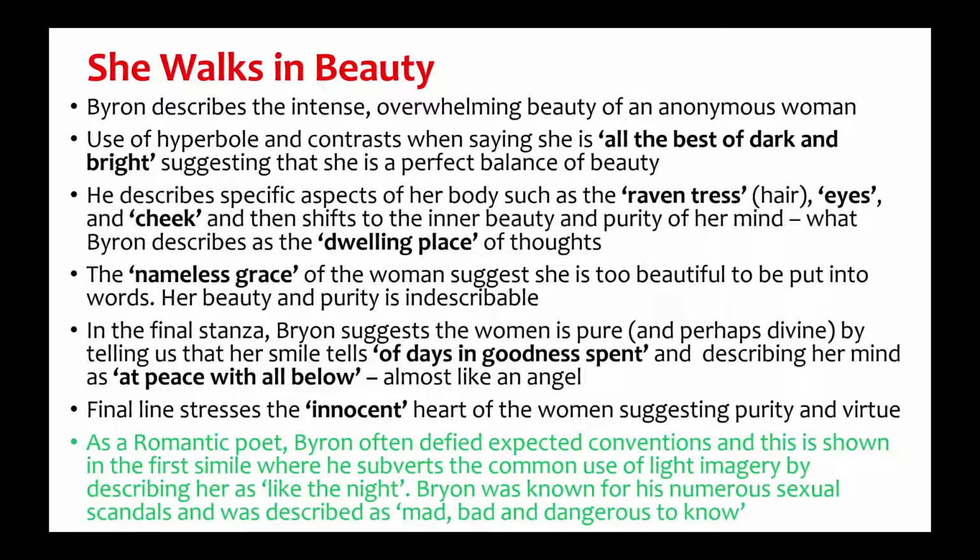And we should know this, but Byron is a romantic poet, okay? And he often defied expected conventions, and this is shown in the first simile within the poem, the first lines within the poem, when he says that she walks in beauty like the night. Notice here that he subverts the common use of light imagery by describing her as being like the night, not bright and radiant and shining, as we might see in works like Romeo and Juliet. He subverts this common expectation and describes her as being like the night, something both beautiful and mysterious.